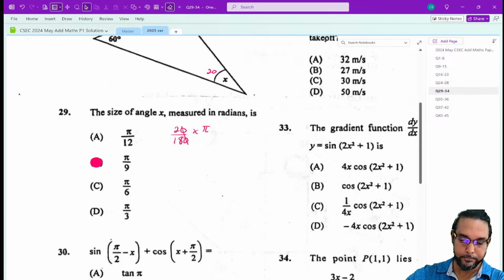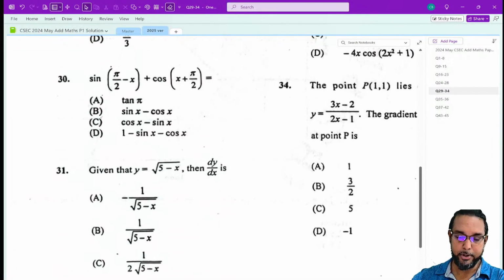Yeah, okay, cool. Number 30, sine of pi over 2 minus x and cos of x plus pi.